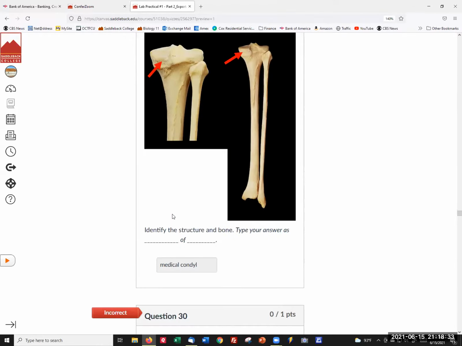Okay, this one. Oh, medical. I wrote "medical condyle." That's what you get when you mistype. Okay, so I'd have missed that, but you wouldn't miss it because it's going to be pick the radial button.